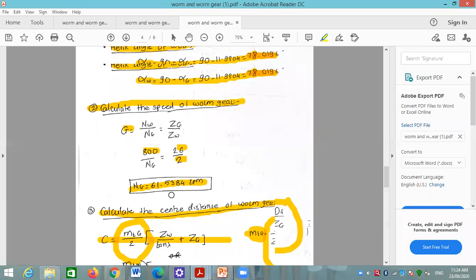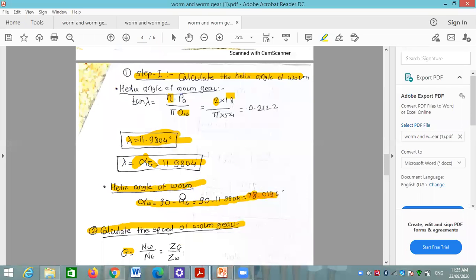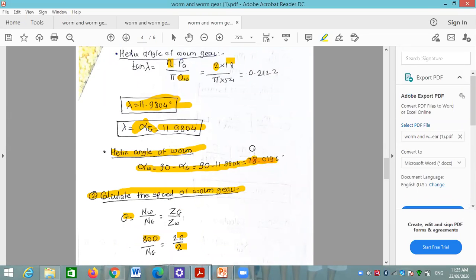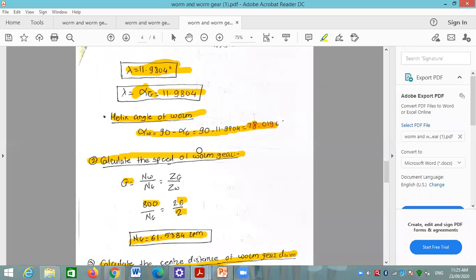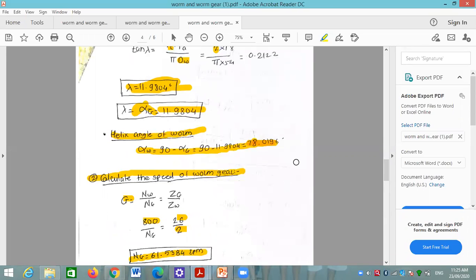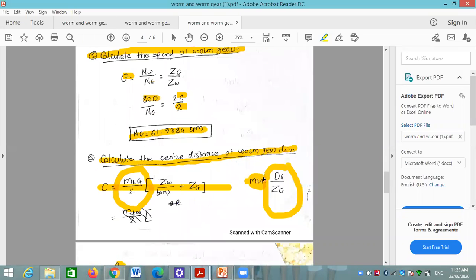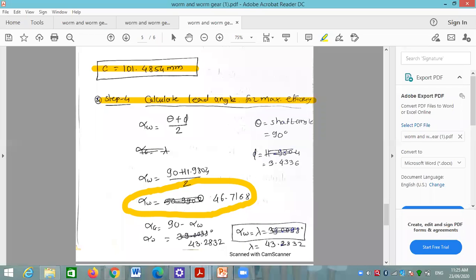46.7168. If we see here, we already calculated alpha W, which is equal to 78. These both values are different because here we calculate alpha W for maximum efficiency. To get maximum efficiency, the helix angle for a worm should be equal to 46.7168. But in our numerical, alpha W is 78 degree. But if we want maximum efficiency, alpha W should be equal to 46.7168 degree. So we have calculated alpha W, that is the helix angle for a worm.